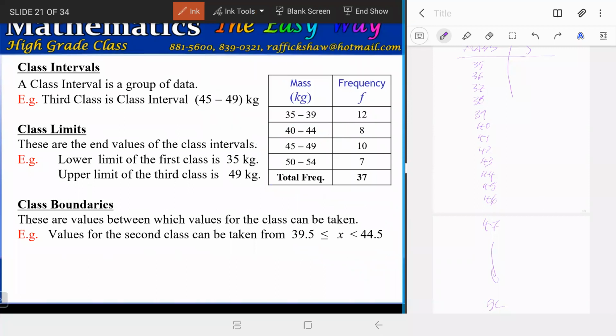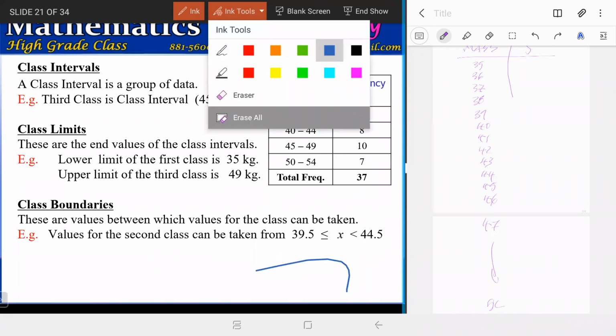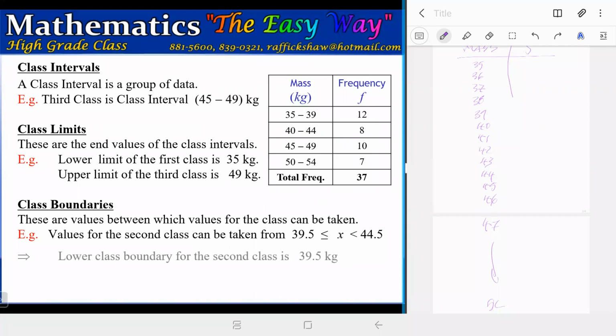All right, those are the boundaries. The lower class boundary of the second class is 39.5 kilograms, note that I put kilograms. And the upper class boundary for the second class is 44.5 kilograms. Those are your class boundaries. All right, let's continue. Take my time in this section because I ask questions on these all the time. I'm going to end the class with this today, to get an early day, so come and watch what I've told you.